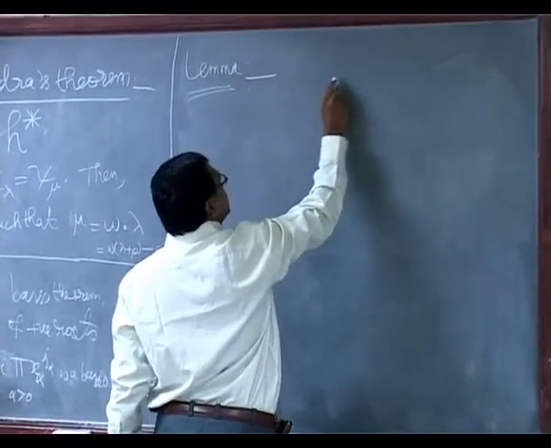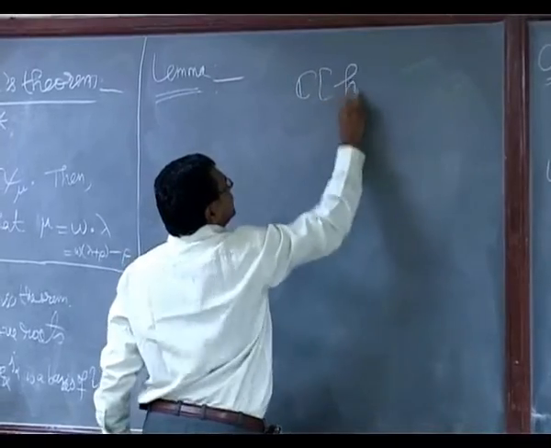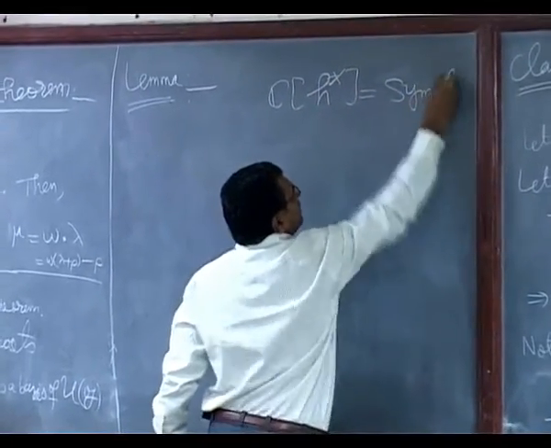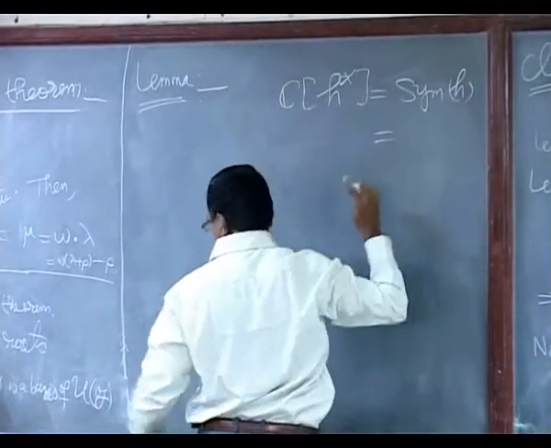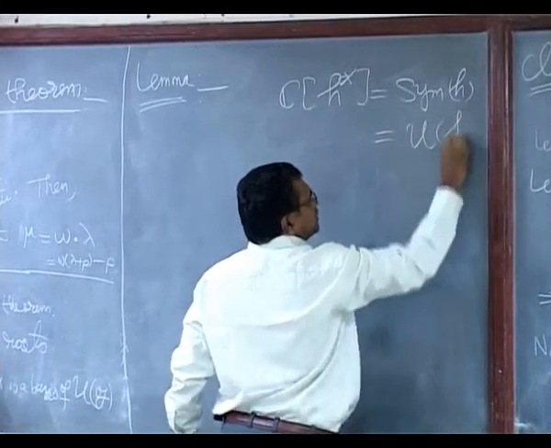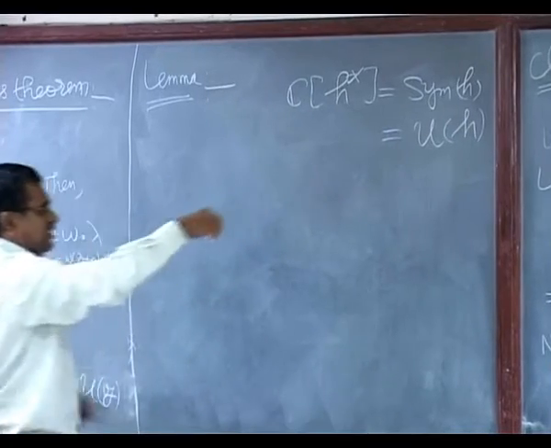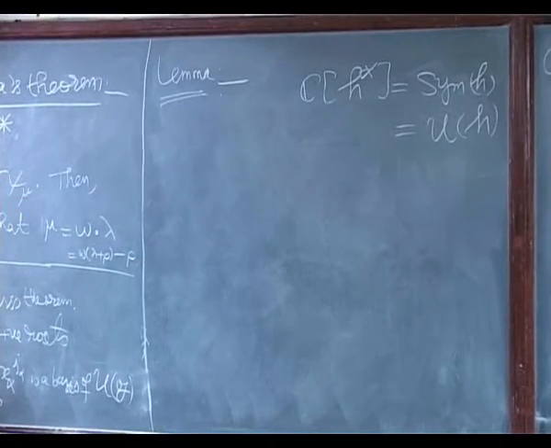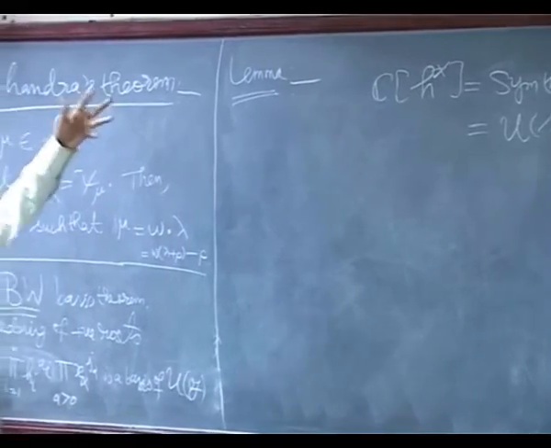So, let us consider this ring C[H*], which is actually Sym(H), which is also the same as U(H), because H is abelian. The universal enveloping algebra is the same as the symmetric algebra, and there is the coordinate ring of the dual.